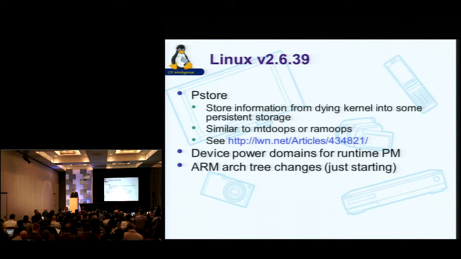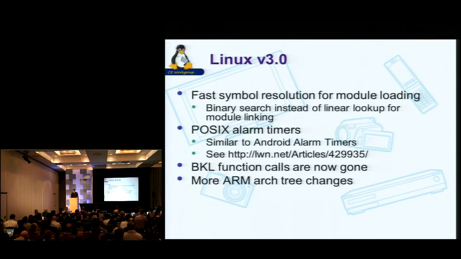Another thing that started happening in 2.6.39 was device power domains for runtime power management. And this was just the beginning of the ARM architecture tree changes, where we started to see actually some churn in the ARM tree to deal with some of the issues that people had found.